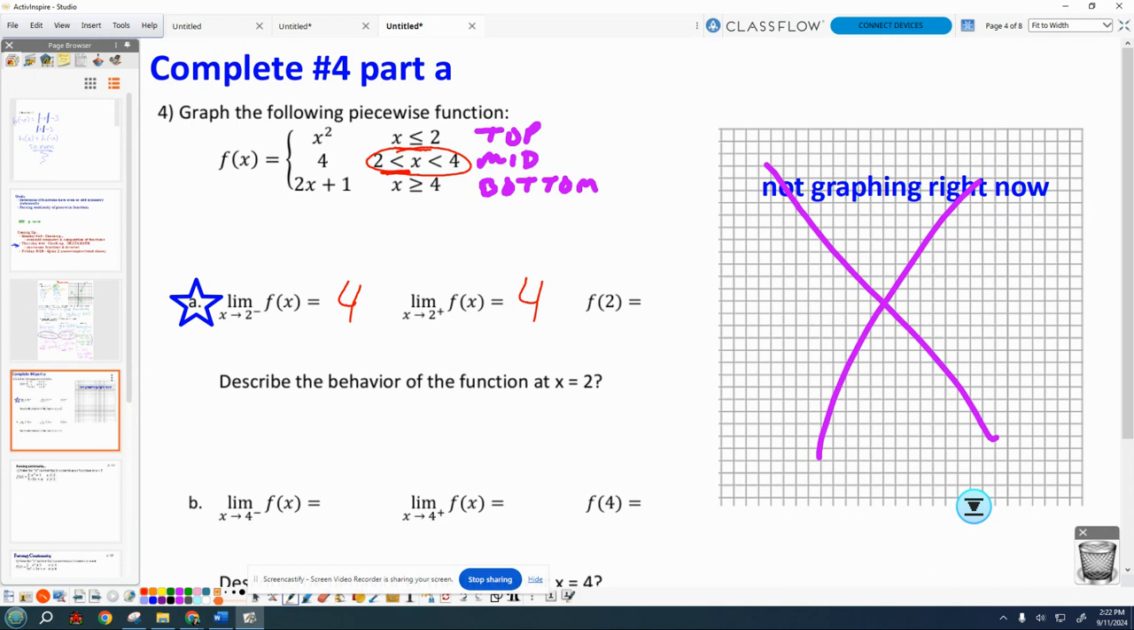When it's equal to 2, do I have an equal sign on any of these? Do I have an equal sign on any of these for when x is 2? There's an equal sign under that symbol. So we're gonna use this top equation.